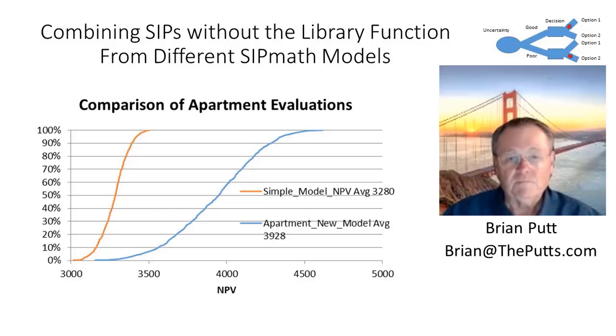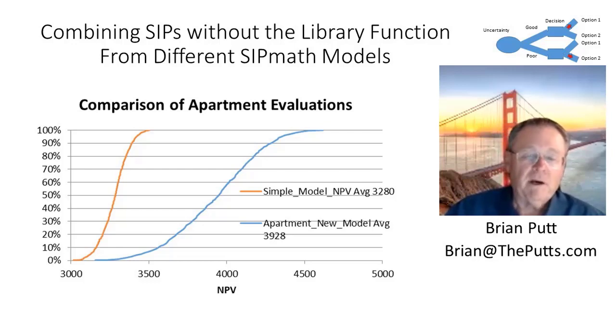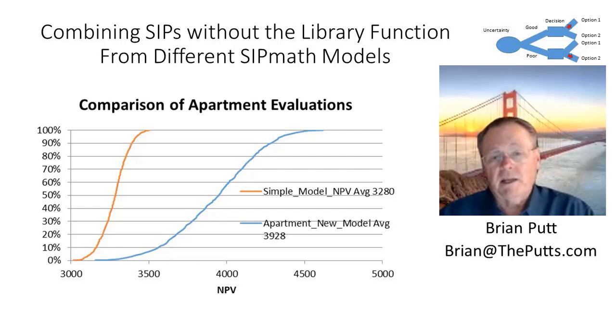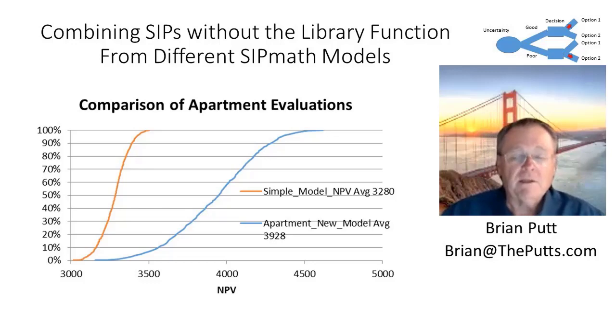This is Brian Putt. Today I'd like to talk to you about a situation that sometimes arises where you have two different models and you want to be able to compare distributions from those two different models. And how can you easily do that? Another application might be I have a portfolio of assets, and each of those assets is sitting in a separate probabilistic model that may be being developed by different people. So how do you combine these into a single model?